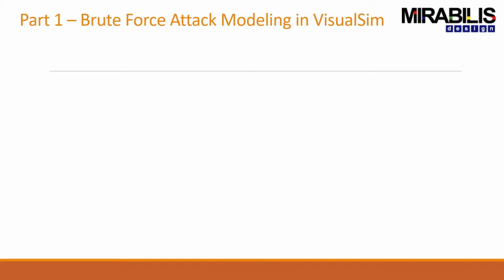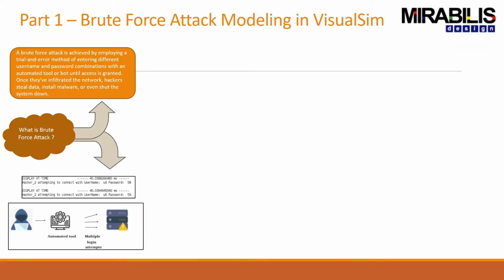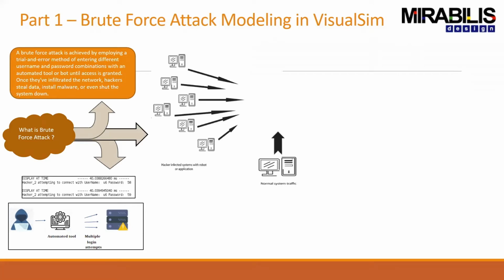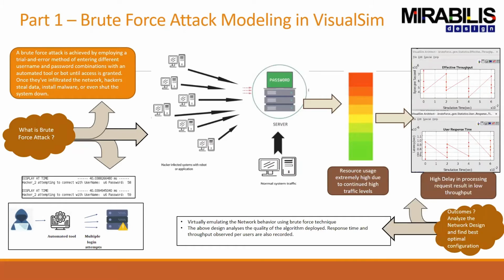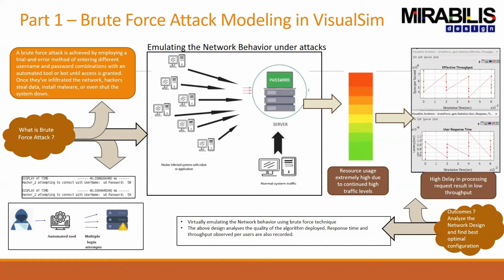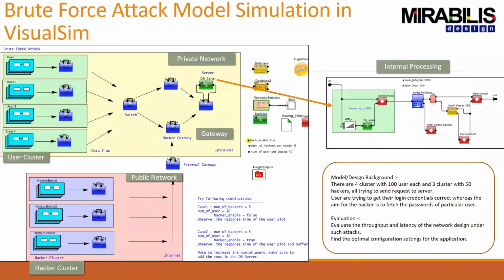Part 1, brute force attack modeling in VisualSim. In a brute force attack, a hacker tries to send multiple requests onto the server and attempts to fetch the password associated with a username. When there are multiple requests from users and hackers, we see an increase in the resource usage because of the multiple requests, which results in high user response time, low throughput, and a sudden increase in the processing time at the server.